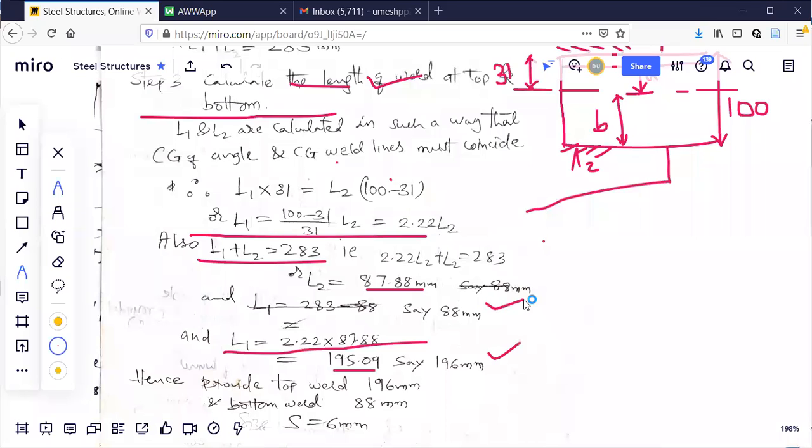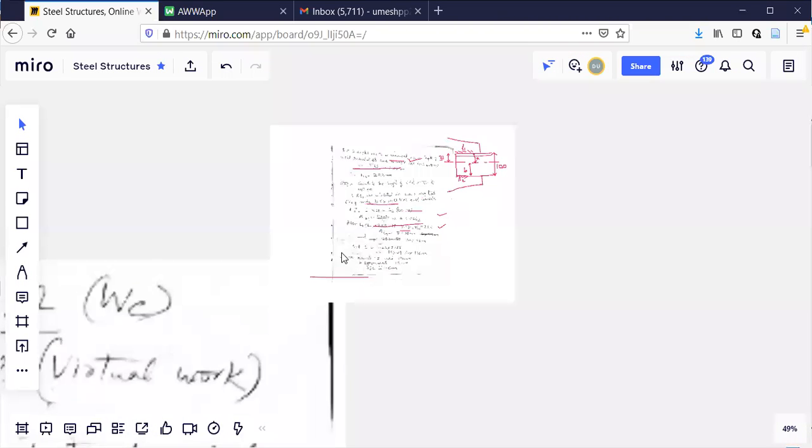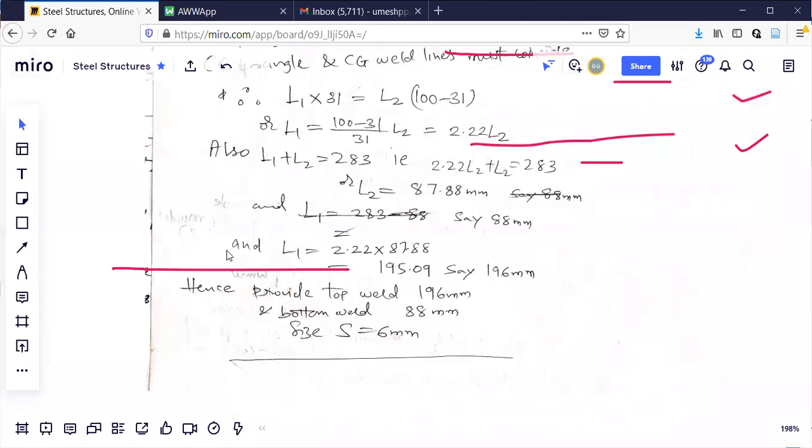So this is the complete design. Complete design means I have given the fabricator L1, I have given him L2, and I have given him the size as 6 mm. All three are given. He knows the overlap, how much the angle should overlap on the gusset plate. Because all the dimensions are given to him, he can easily fabricate it. So provide the top weld as 196, bottom weld as 88, size as 6 mm.